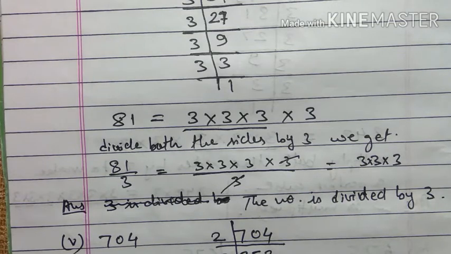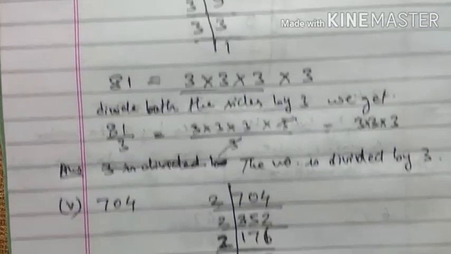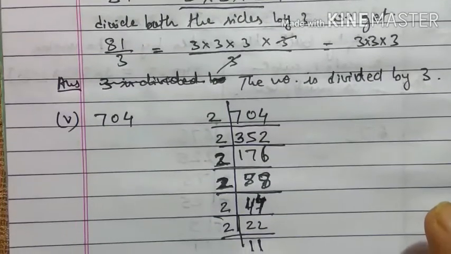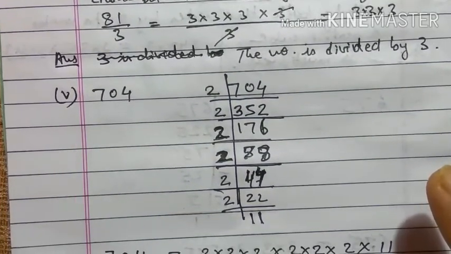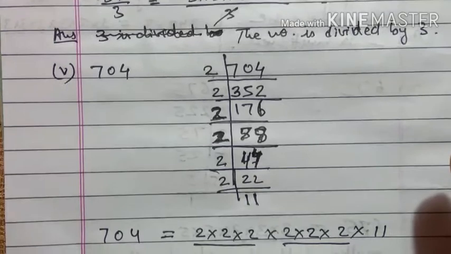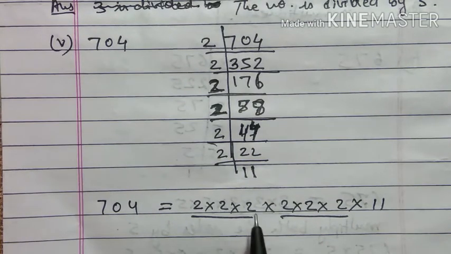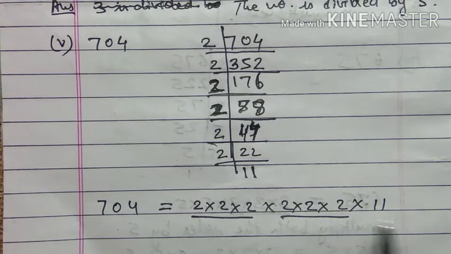Okay, come to the next part, the fifth part. In the same way, for 704, we will do the prime factorization of 704 and we'll get 2 into 2 into 2 into 2 into 2 into 2 into 11. The triplet of 2 is completed here, and here also a triplet of 2 is completed. Now 11 is left.